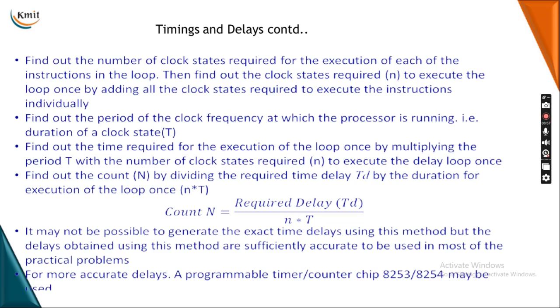Find out the time required for the execution of the loop once by multiplying the period, T, with the number of clock states required, small n, to execute the delay loop once. Then find out the count N by dividing the required time delay by the duration for the execution of the loop once, n into T.